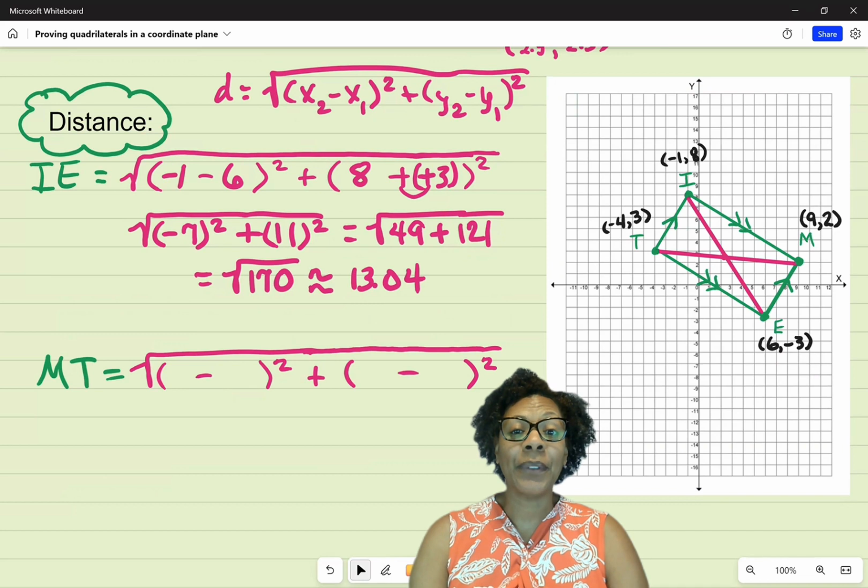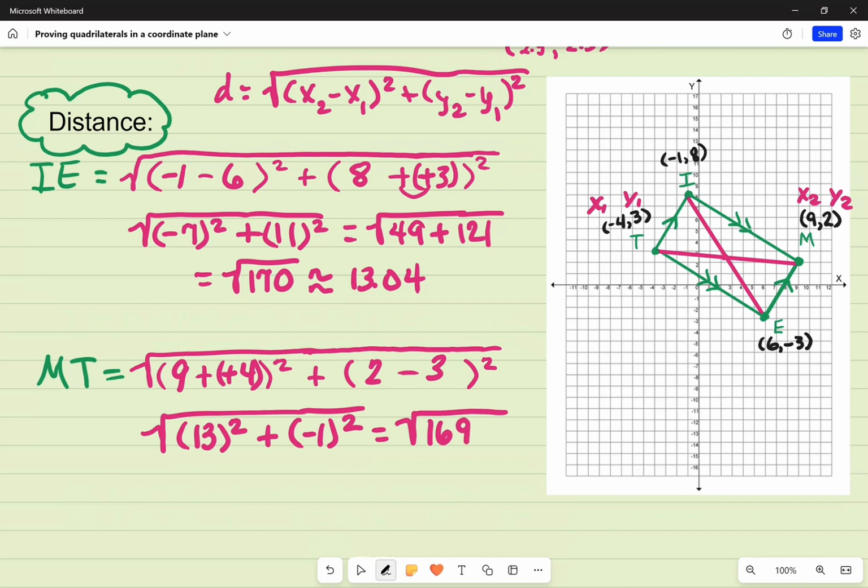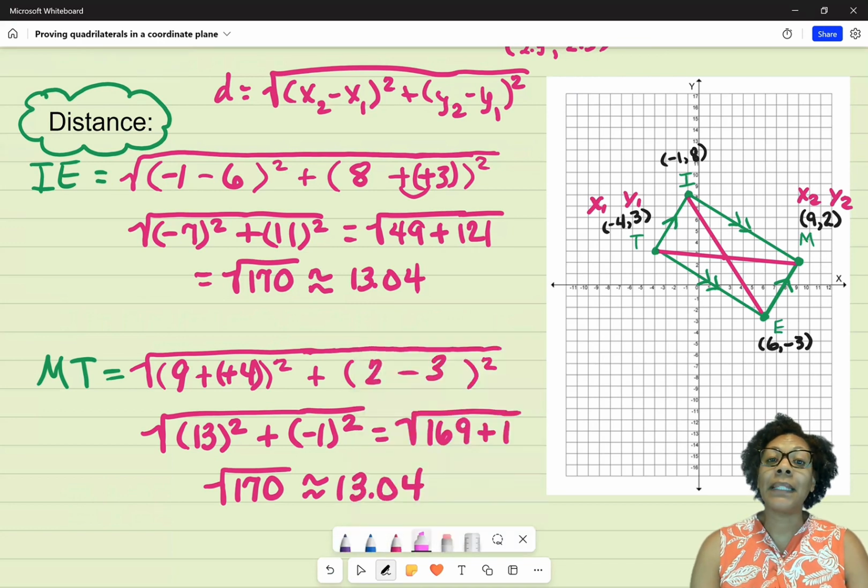That was one diagonal. So now you want to go to the other diagonal, MT. This tells me that my diagonals are the exact same length, which means you have proven that this is a rectangle.